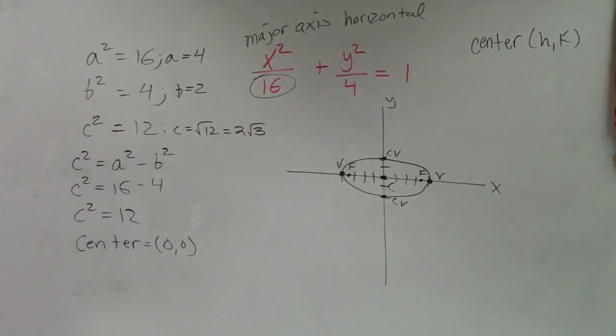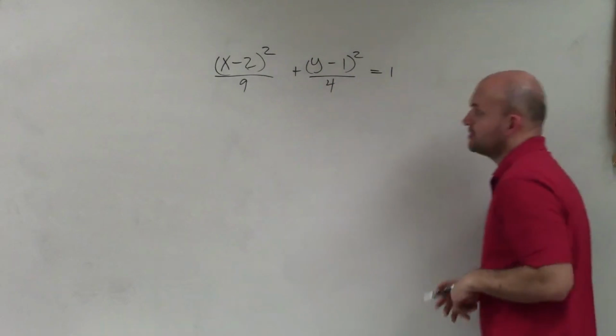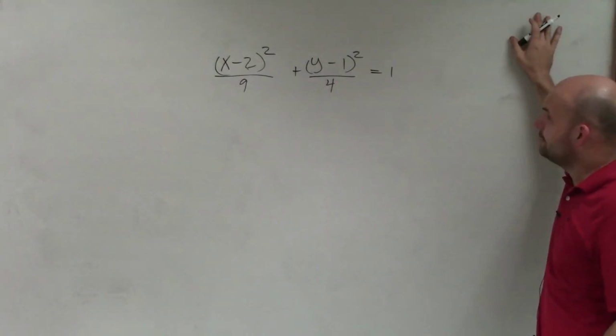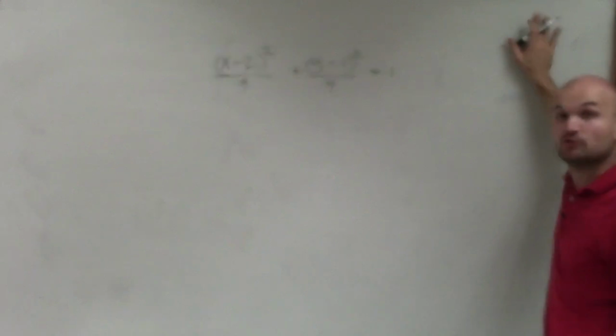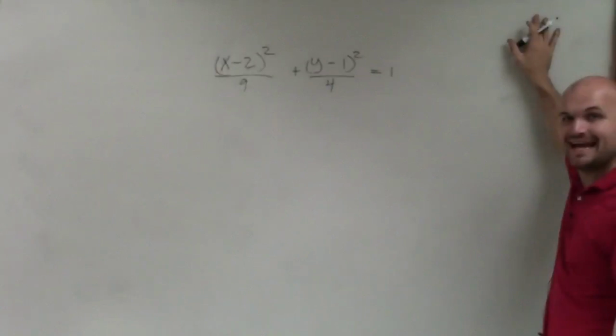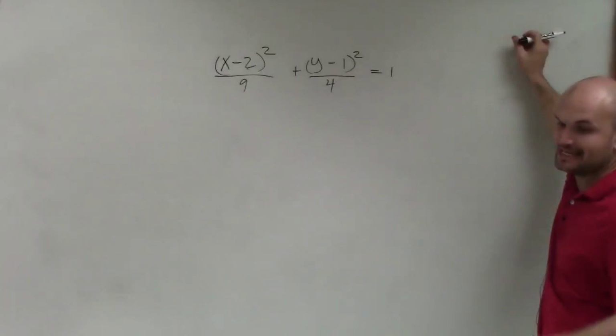All right, so what I have here is (x minus 2) squared divided by 9 plus (y minus 1) squared divided by 4 equals 1. And what we want to do is graph this ellipse, as well as identify the center, vertices, co-vertices, and foci. So the first thing I want to do is identify my a squared, my b squared, and my c squared.